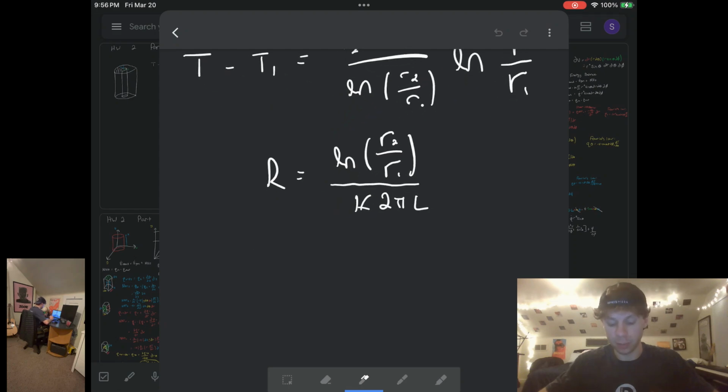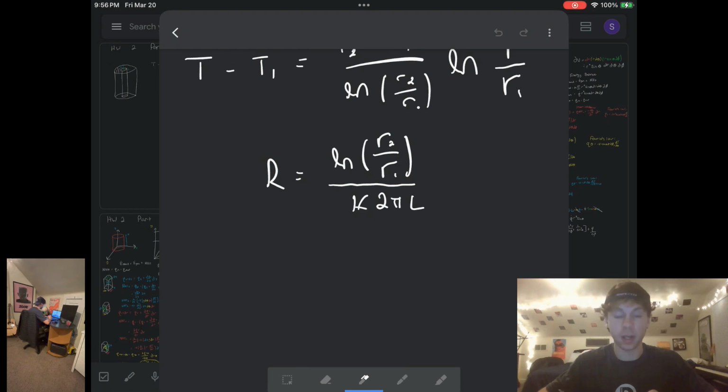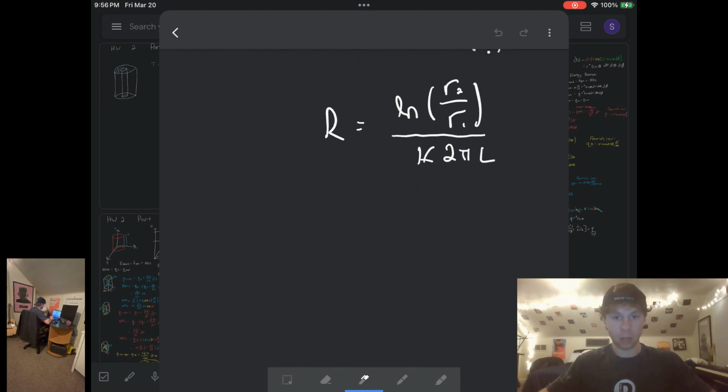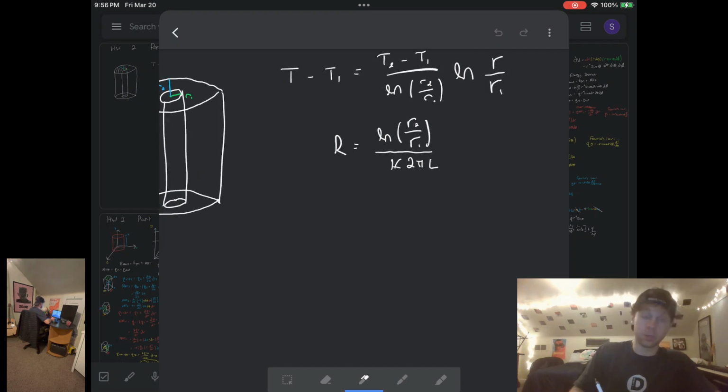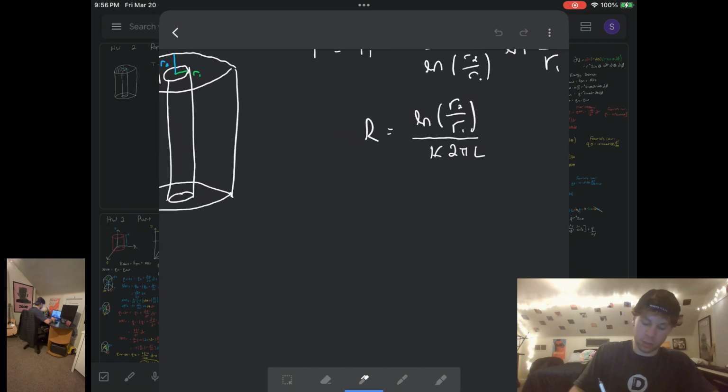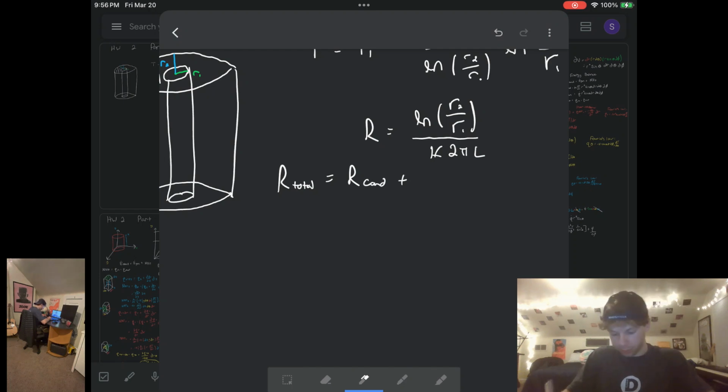radius over the inside radius divided by our thermal conductivity times 2 pi L. So in order to get our total thermal resistance, we'll need to add our conductive thermal resistance to our convective thermal resistance.